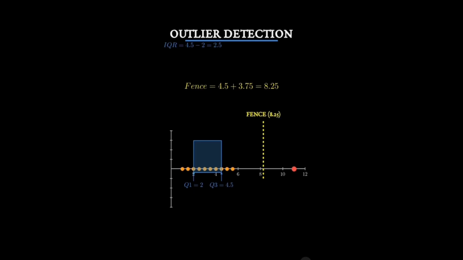Anything past this yellow line is officially a mathematical outlier. Our bus, sitting way out at 11, clearly qualifies. Identifying these is crucial because one extreme value can wreck your average.